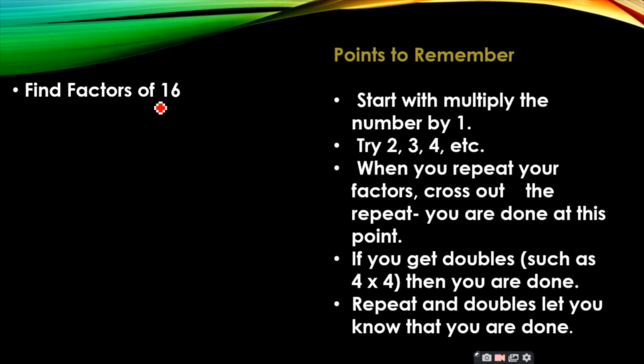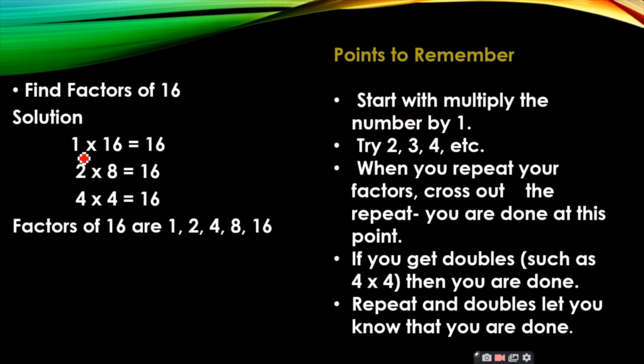Let's have one more example. Find factors of 16. Again we have points to remember. Okay, let's find the solution. First we multiply 16 by 1, so we get 16. Then 2 multiplied by 8, 2 eights are 16. 4 multiplied by 4 is equal to 16. Now we get a double, which means that we are done at this point. After this point we cannot find any factor of 16. So factors of 16 are 1, 2, 4, 8 and 16 itself.